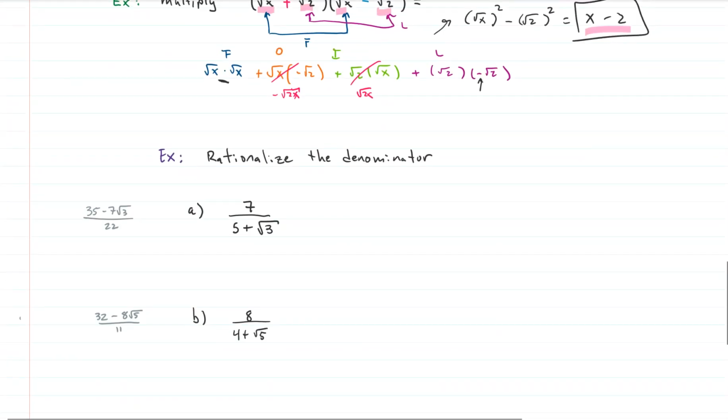Let's try a couple examples. Notice in both of these examples, in the bottom we have root 3 in the first one, and in the second one we have root 5. So we have radicals in both of them. We don't want the radicals. We have more than one term, so we've got to use this new method of multiplying by a conjugate. In A, we have 7 in the top and 5 plus root 3 in the bottom. So our conjugate is 5 minus root 3, and again we're multiplying by 1, so we have to multiply top and bottom by the same thing.